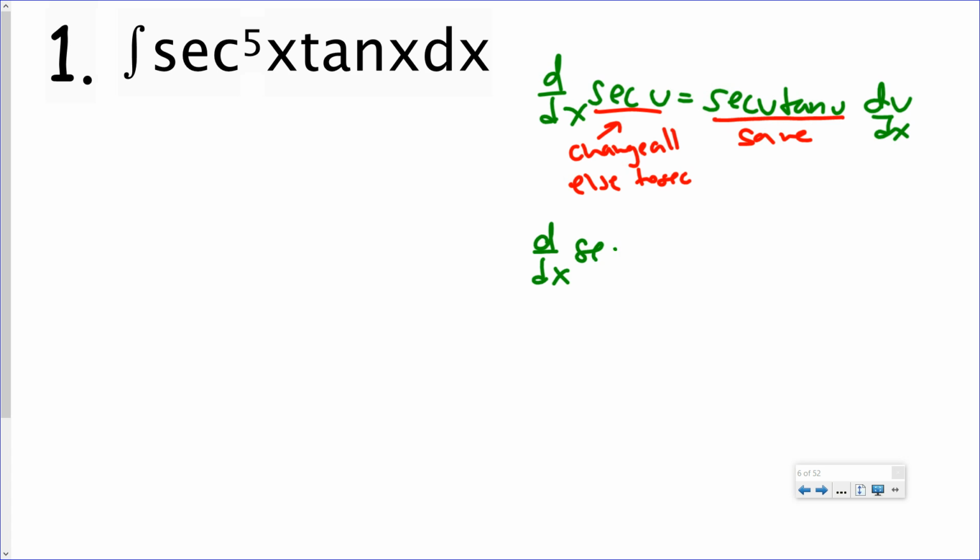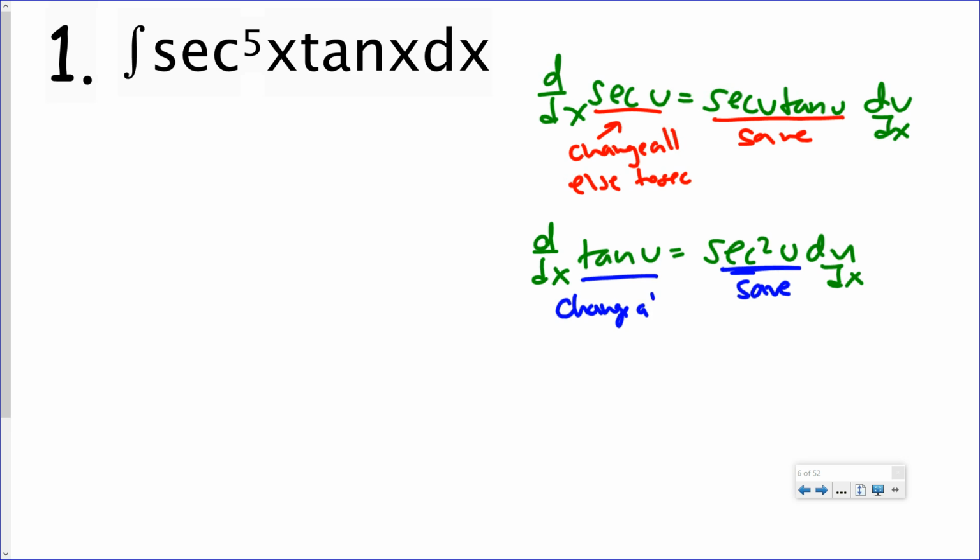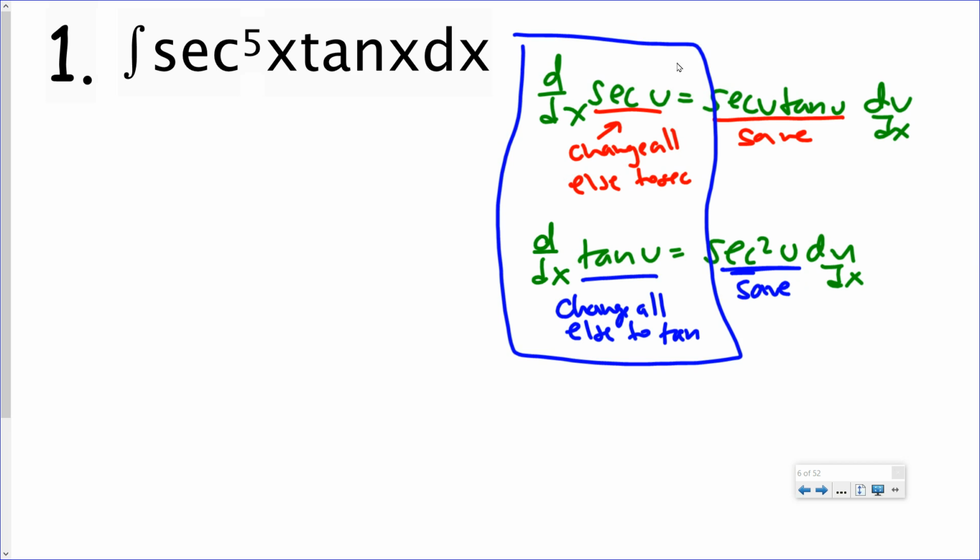The other strategy is if I don't want to save a secant tangent, I can also save the derivative of tangent u, which is equal to secant squared u du/dx. I could also save a secant squared u. If I save this, then my strategy is I change all else to tangent, and then when I take u equal to tangent u, all the secant squareds will cancel out. When I do this change, I use the Pythagorean identity, tan squared plus 1 equals secant squared. Whatever that u is, you just repeat it because it's an identity.